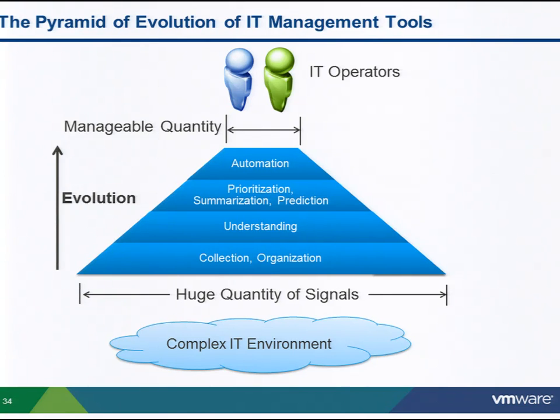This is a slide I created a while back, when I was developing this product. I think of this as the pyramid of evolution of IT management tools. You have this complex IT environment that you're looking to manage, and it generates this huge quantity of signals. At the other end of this funnel are the humans who have to look at the data and decide what's going wrong. And the reality is they can't look at all that huge quantity of signals, right? So how do we get it down to a useful, manageable value, with maybe two IT operators, one blue and one green? I'm not quite sure why they're different colors.